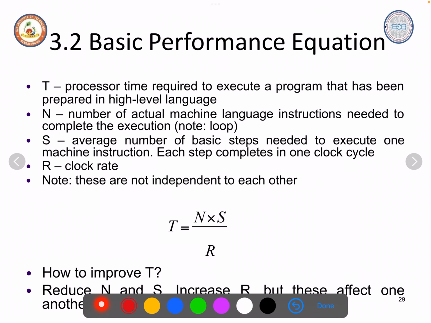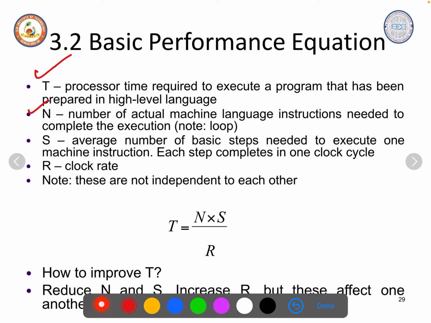So coming to the basic performance equation, where T indicates the processor time component of the total time elapsed. Let us consider T is the processor time required to execute a program that has been prepared in a high level language. From high level language it has to be converted into machine language, then it has to be executed. So the total overall time I consider as capital T, and capital N indicates the number of actual machine language instructions needed to complete the execution.